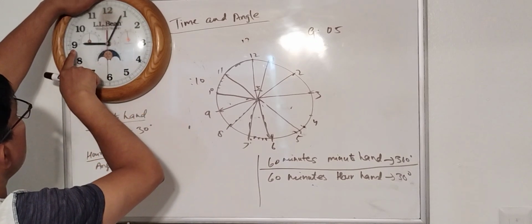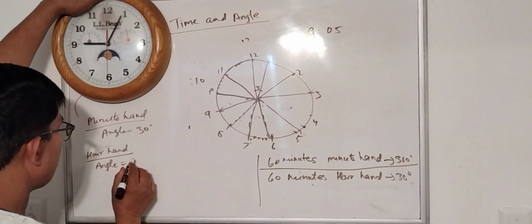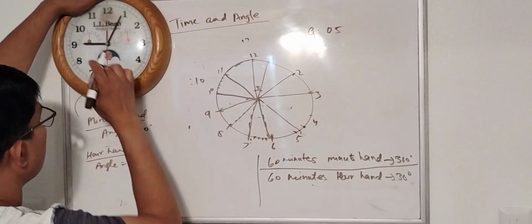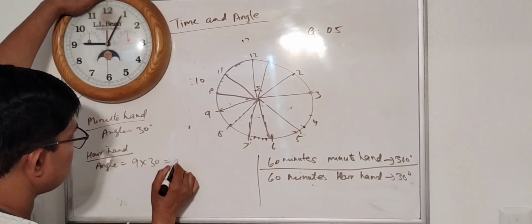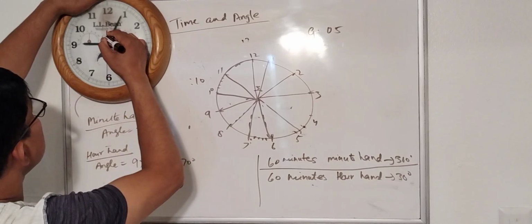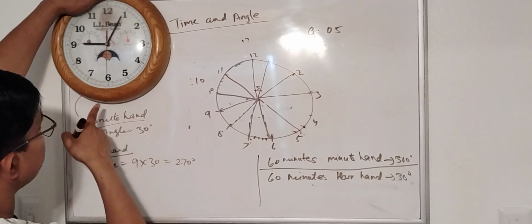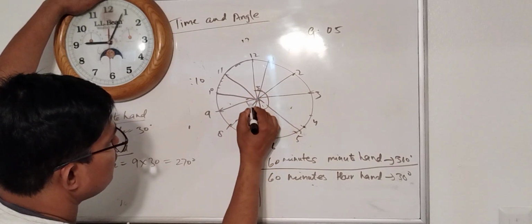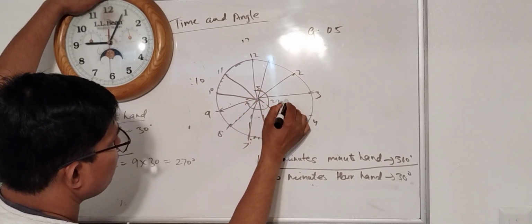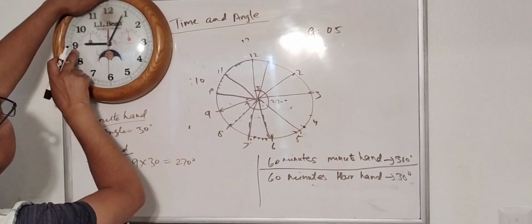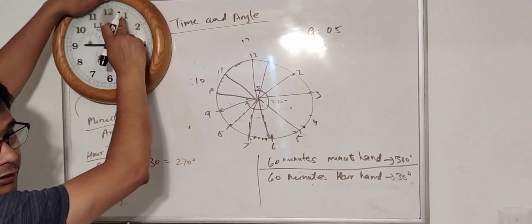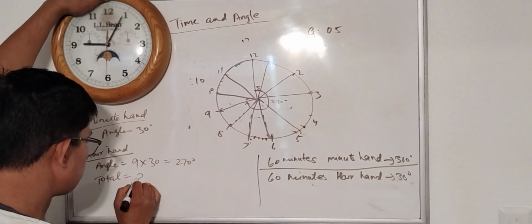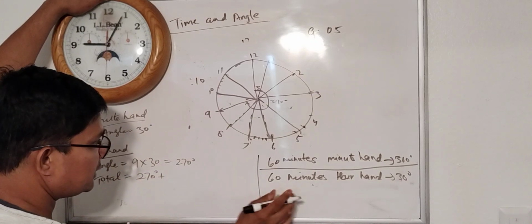So up to 9, what will be the angle? 9 times this angle, from 12 to 9. So 9 times 30 is equal to 270 degrees. So this angle from here to here is 270 degrees, correct? But it moved a little bit because of these 5 minutes, which we have to find. So the total angle will be 270 plus something that we have to find.